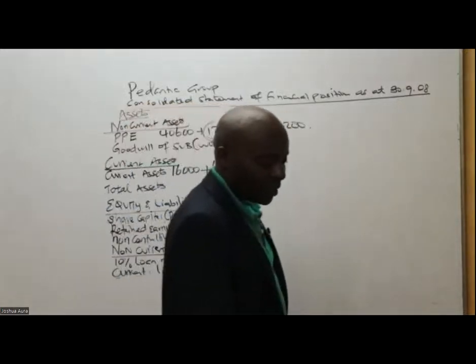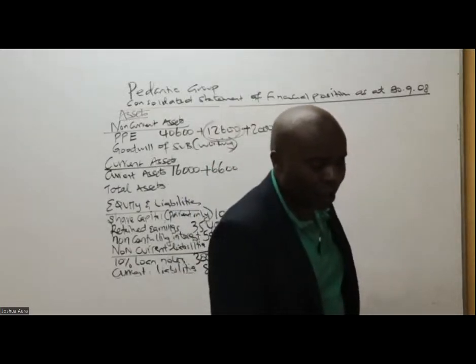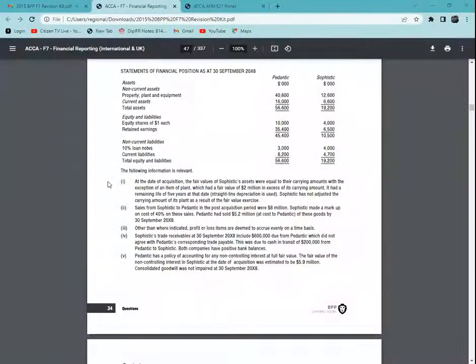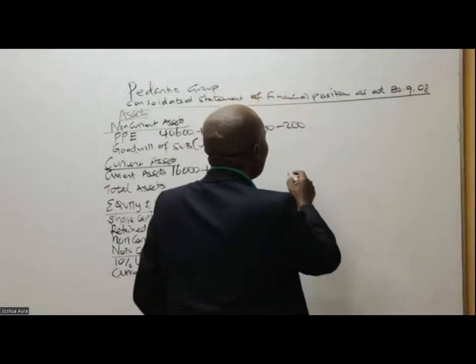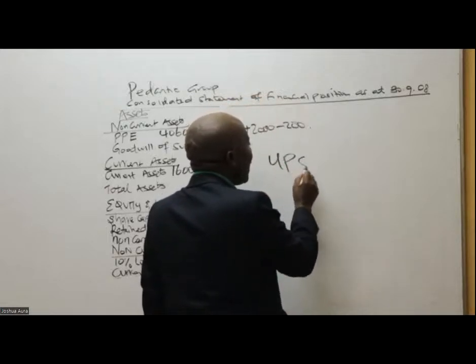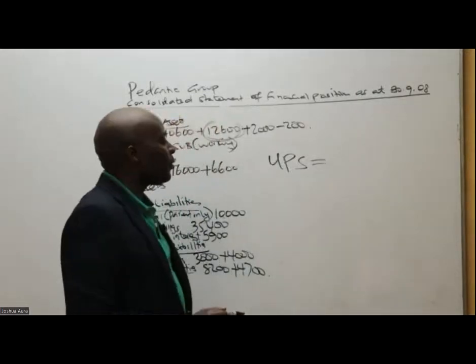Now, let us continue reading. Thank you so much. As we continue reading, we are told here that Sophistic now has a margin of 40 over 140. Pedantic had sold 5,200 of these goods by 30th September. Ladies and gentlemen, that's a very good language. This examiner wants me to calculate what we call unrealized profit on stock.